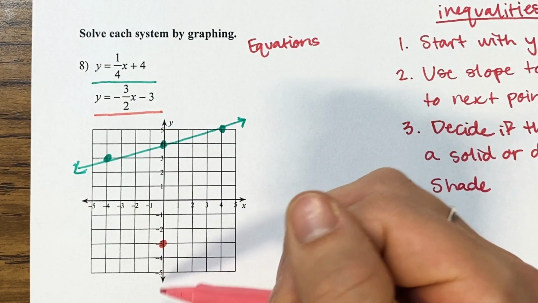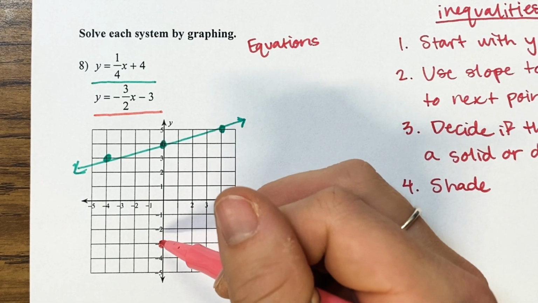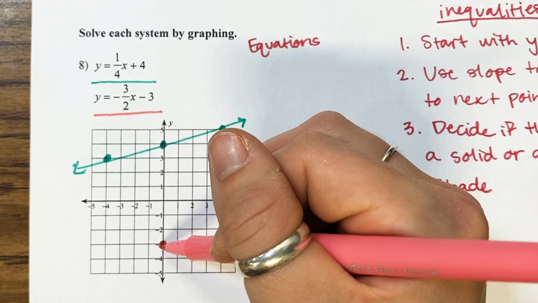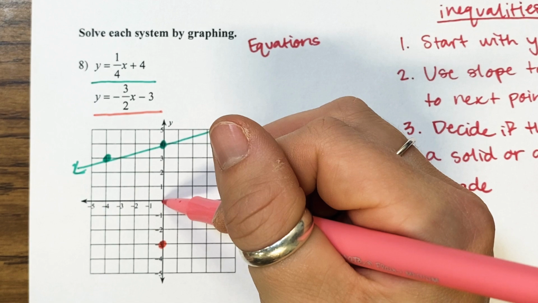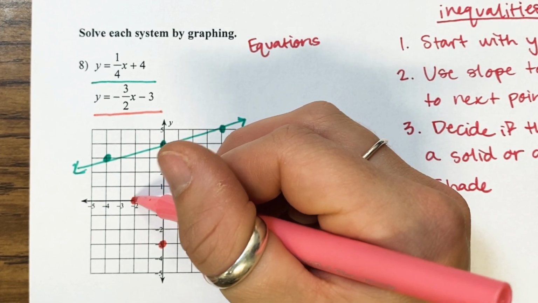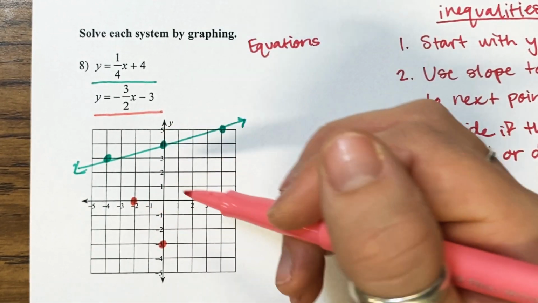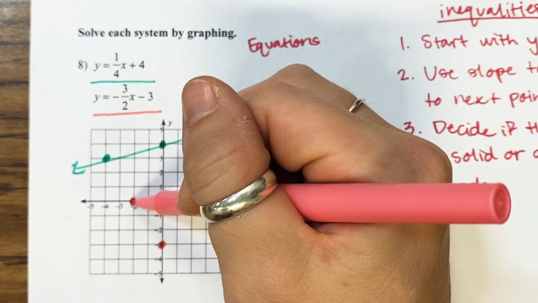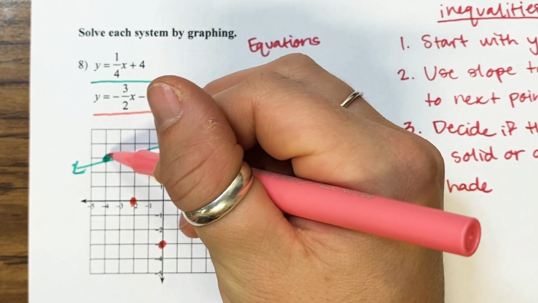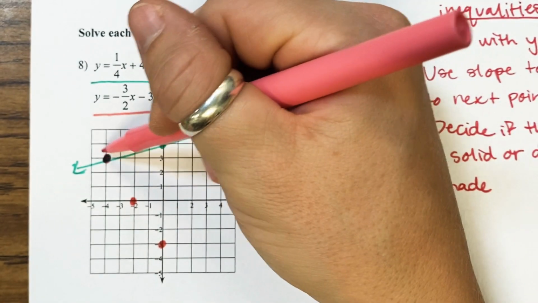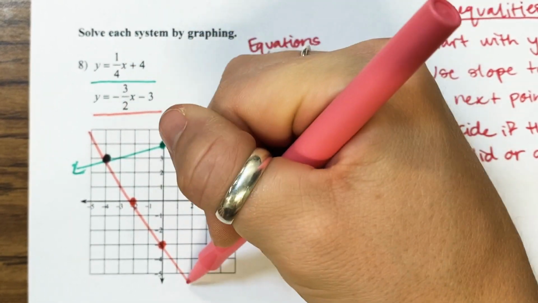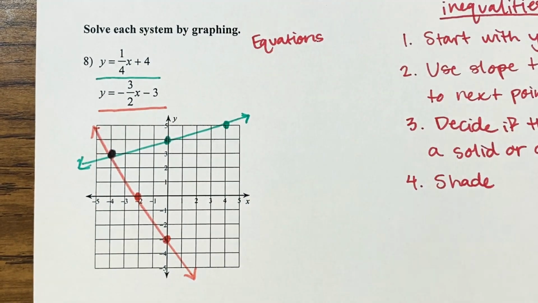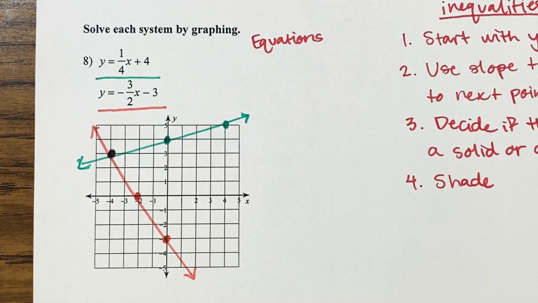But 1, 2, we'd go off the graph. So let's go up 3 and back 2. Okay, so 1, 2, 3, 1, 2, because my line is negative, it's got to go down. Okay, I still haven't found a point where they connect, right? But let's keep going. 1, 2, 3, 1, 2. There we go. Okay, so we found the point where they intersect.